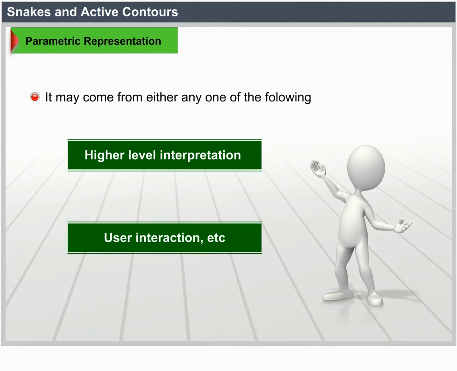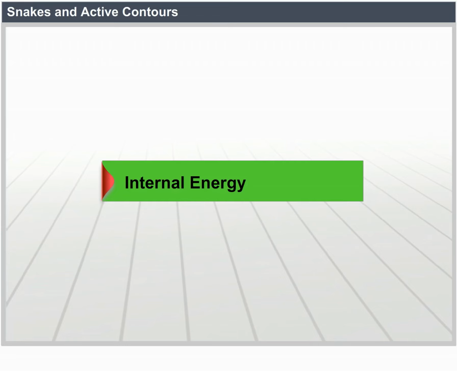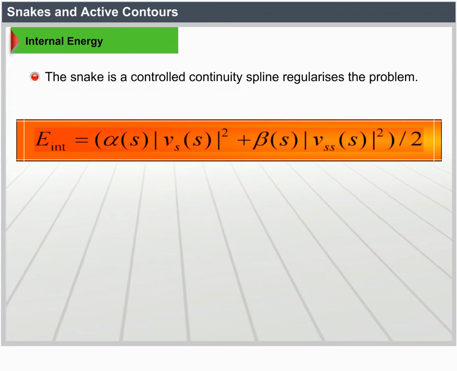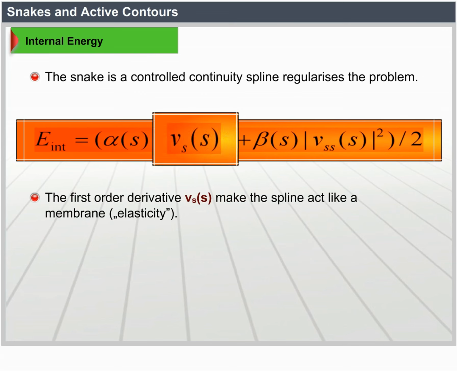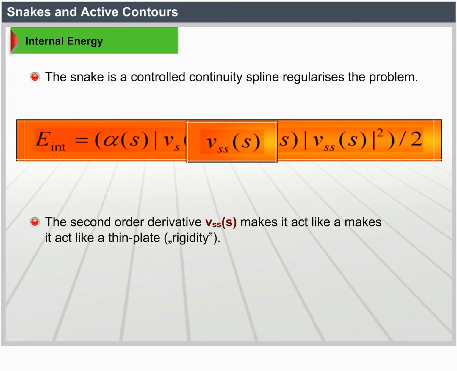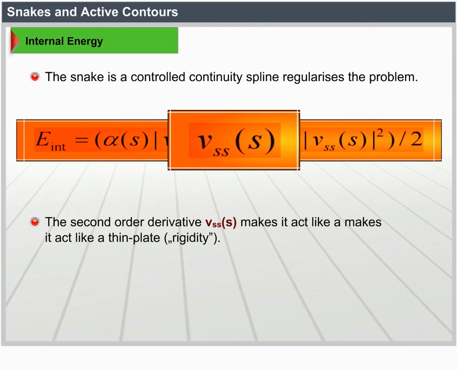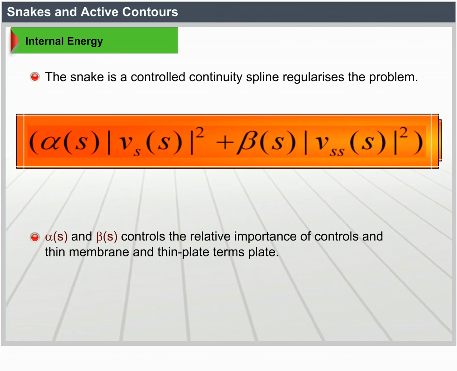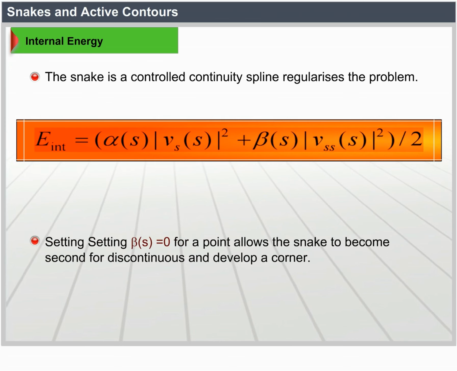Internal energy. The snake is a controlled continuity spline and it regularizes the problem given on screen. The first order derivative Vs of s makes the spline act like a membrane, elasticity. The second order derivative Vss of s makes it act like a thin plate, rigidity. Alpha of s and beta of s control the relative importance of the membrane and the thin plate. Setting beta of s equal to 0 at a point allows the snake to become second order discontinuous and develop a corner.